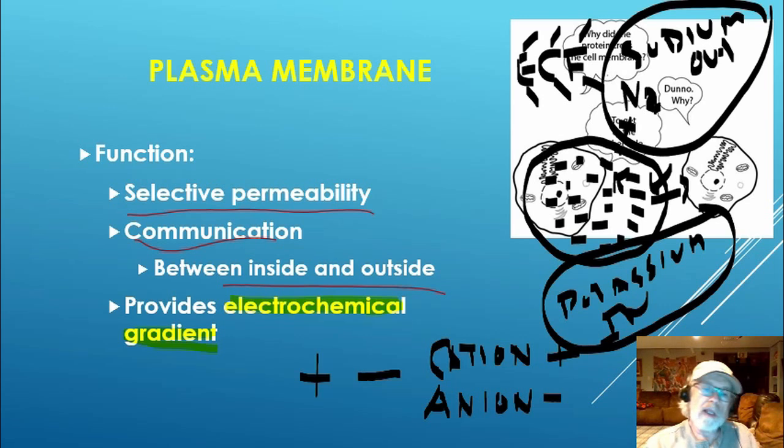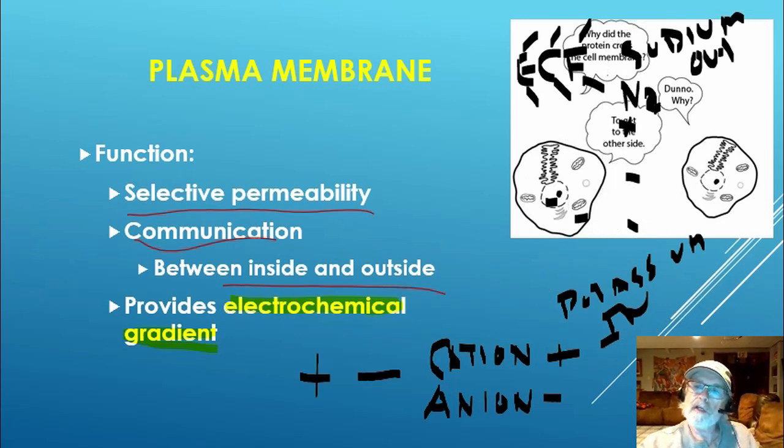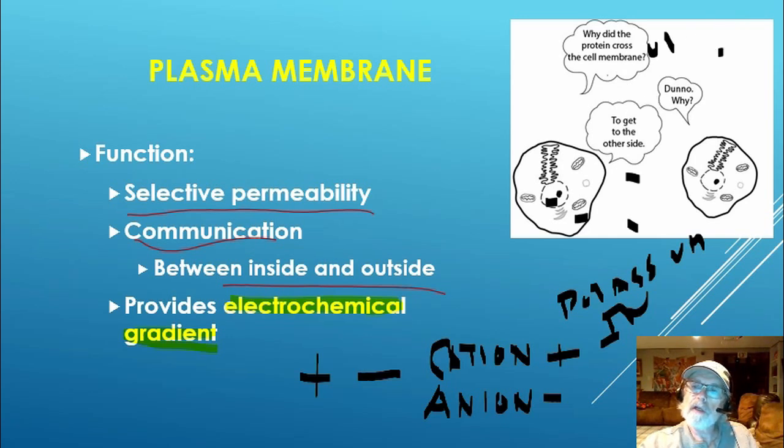Oops, you can't even see my good work up here. Get rid of all these negatives and see what it says here. Why did the protein cross the cell membrane? Don't know why. To get to the other side. That's stupid. All that erasing for that? Okay, come on, give me a break.